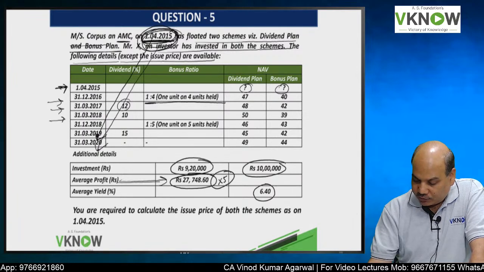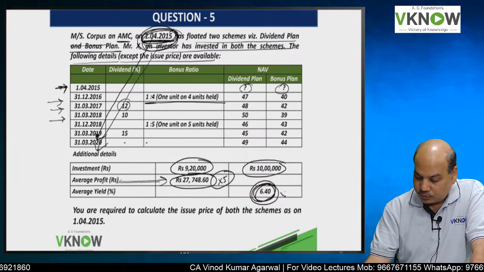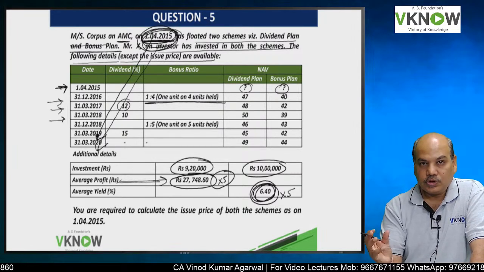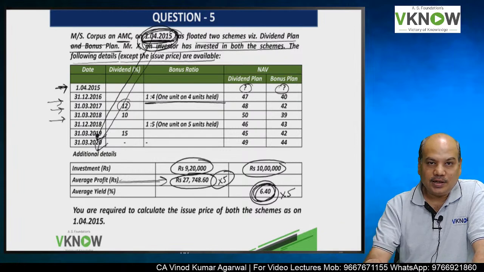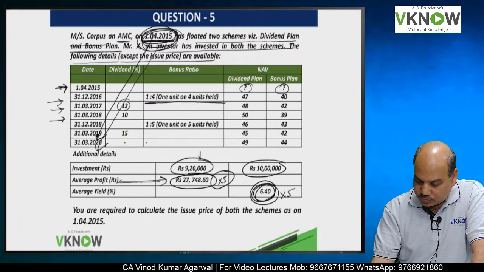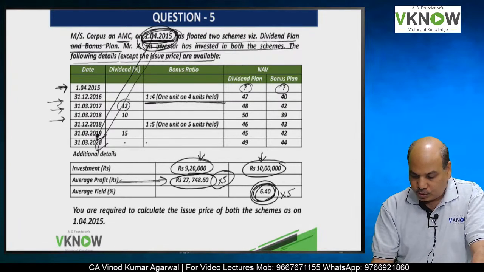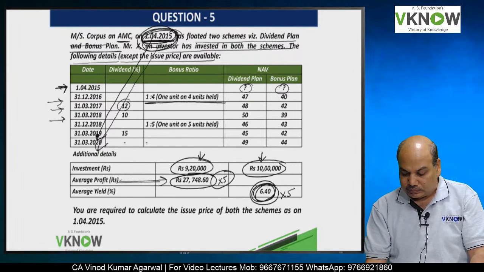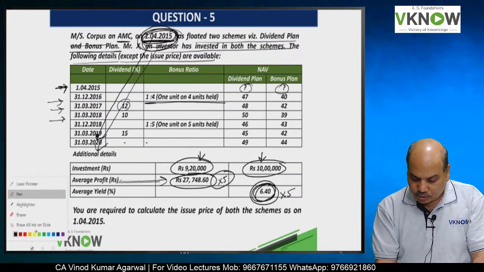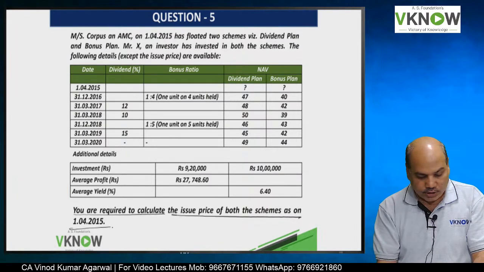And then average yield here is given 6.4. If you multiply by 5, this will give you total yield over this period. This is for dividend plan and this is for bonus plan. Okay, they have not written the heading properly. You are required to calculate the issue price on 1st April.